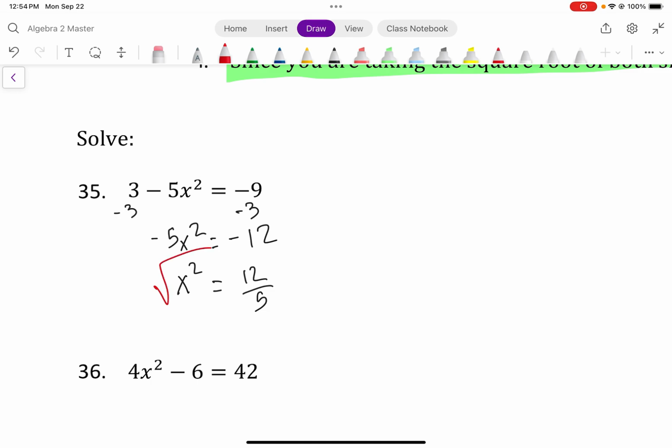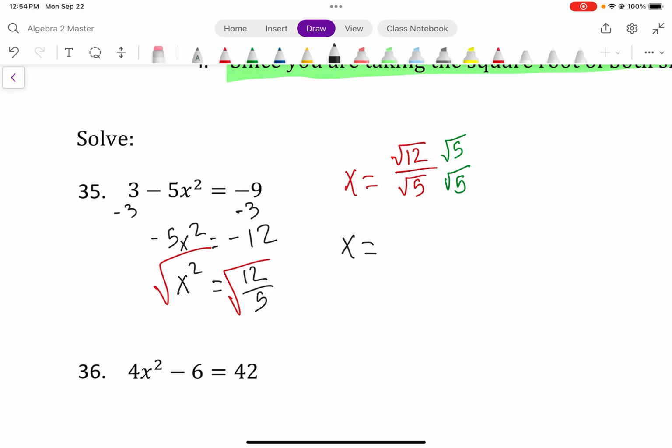Now is when I take the square root of both sides to give me x equals the square root of 12 fifths. Well, I'm just going to write it as square root of 12 over square root of 5 right away. If you want, you can simplify the square root of 12 part now. If you don't want to, you don't have to. I'm going to choose not to just because. It doesn't really matter in the grand scheme of things.